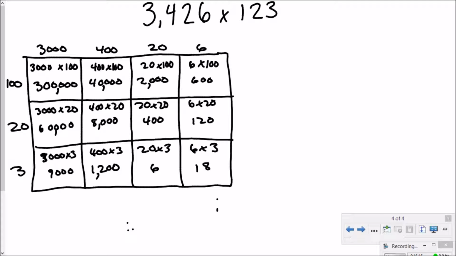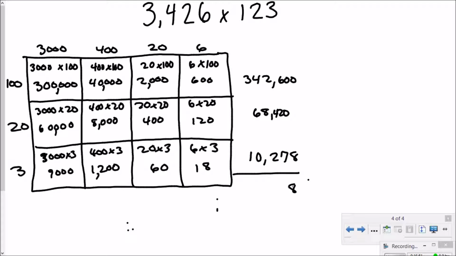So what I need to do now is find the sum of each row. This first row, we're going to have 342,600. Second row is going to be 68,420. And in the last row, we will have 10,278. Find the sum of those three numbers.